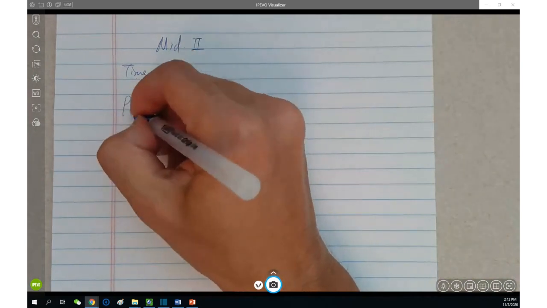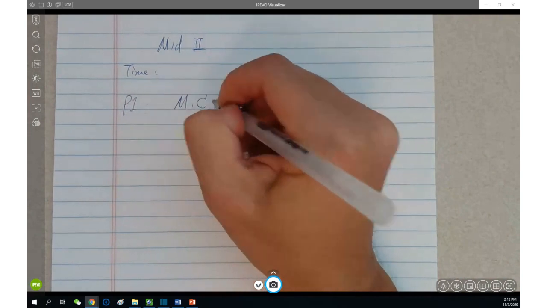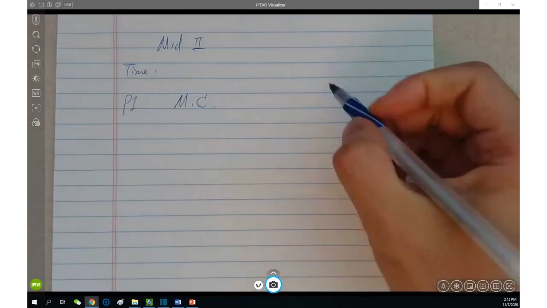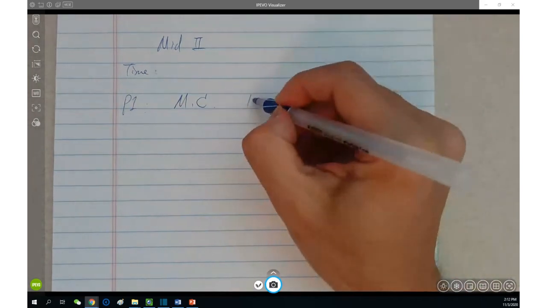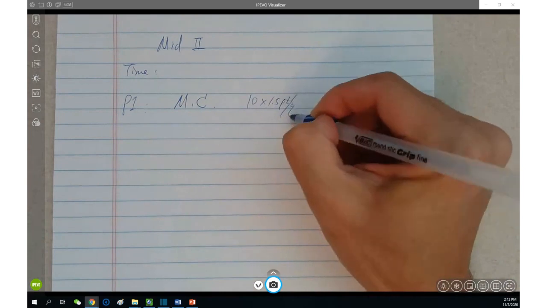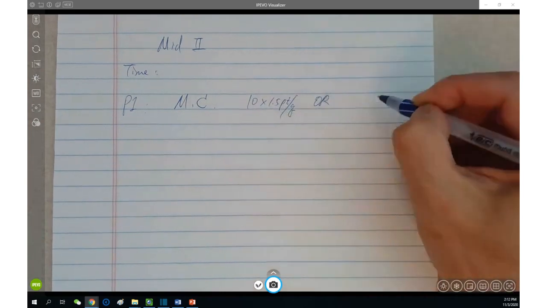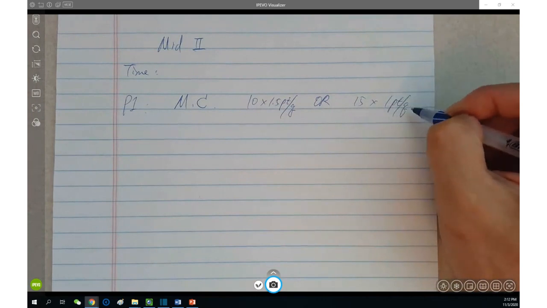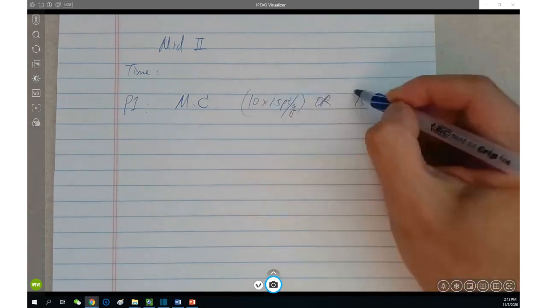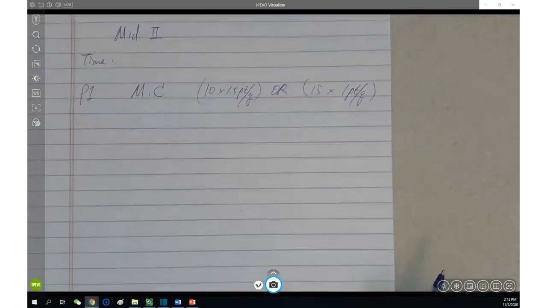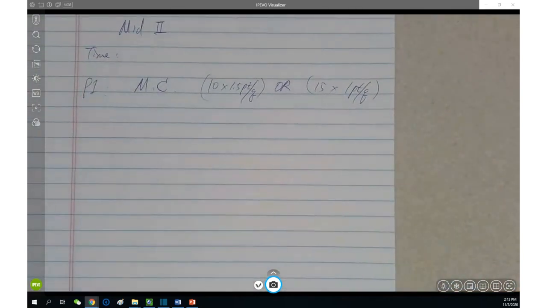Problem 1 is the multiple choice problem. Here you might have 10 questions with 1.5 points per question, or 15 questions with 1 point per question. Either or. So this is the multiple choice.